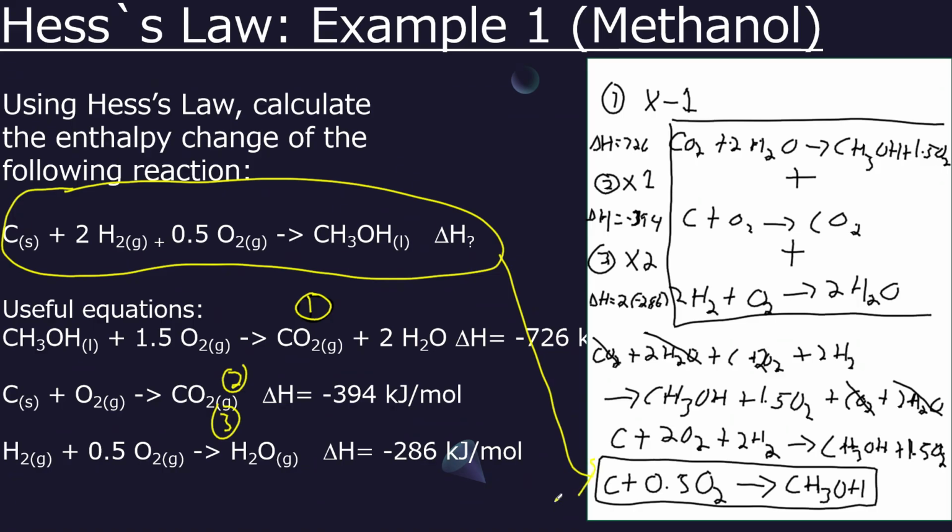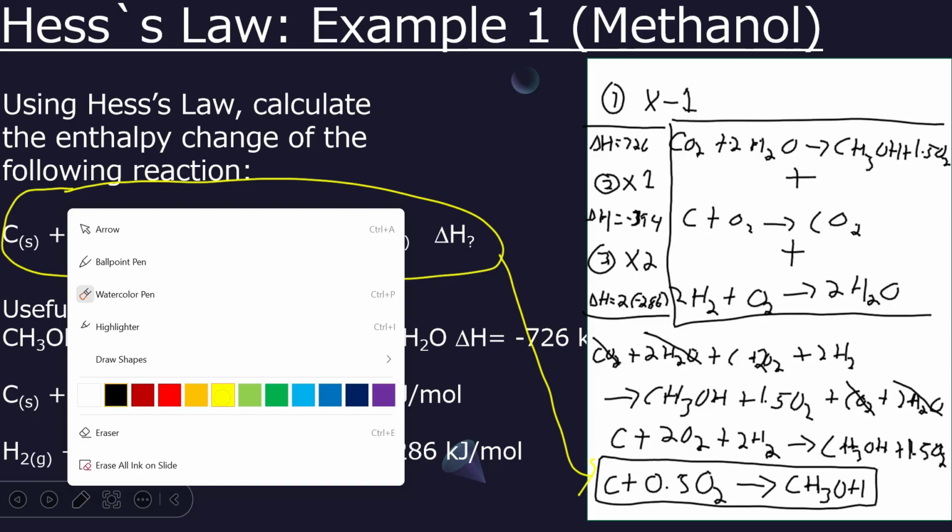Very nice. So that means that our original operations, multiplying equation 1 by -1, not changing number 2, and then multiplying equation 3 by 2 was correct. And that means you can just add the enthalpies together that you wrote there. So if I take all of these enthalpies and just add them together, I'll do it at the top here.